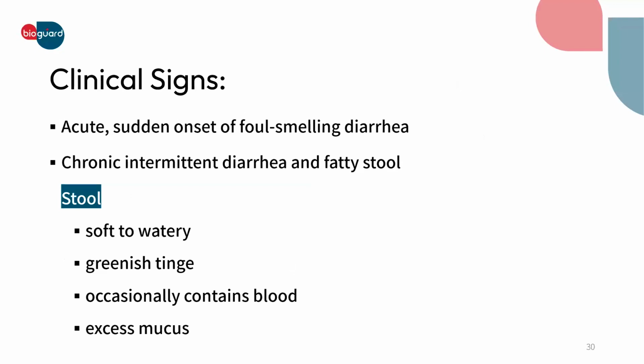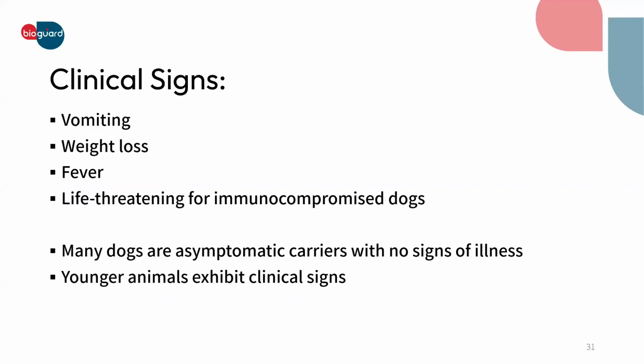Other than that, there can be chronic to intermittent diarrhea as well, where there will be a fatty stool, or the stool can be of different types, such as soft or watery, it can be greenish in color, or also it can occasionally have blood stains or a reddish color as well. It can have excessive mucus as well. So when you are seeing all these signs in the stool, basically in the diarrhea stage, you can assume that the dog may be affected by Giardia at that time.